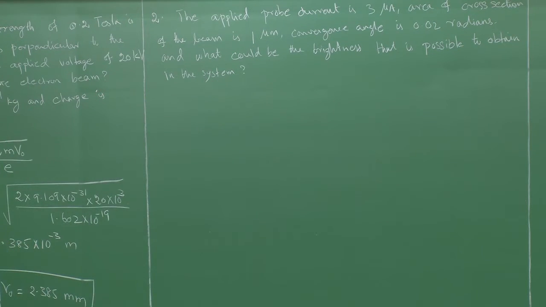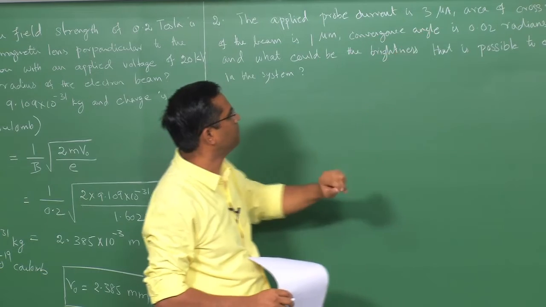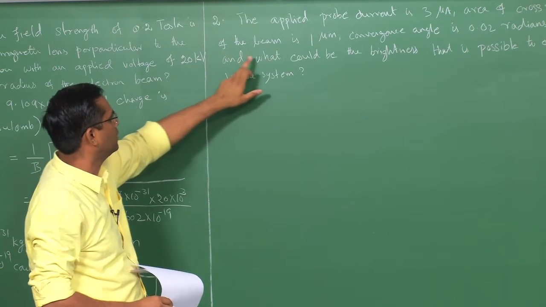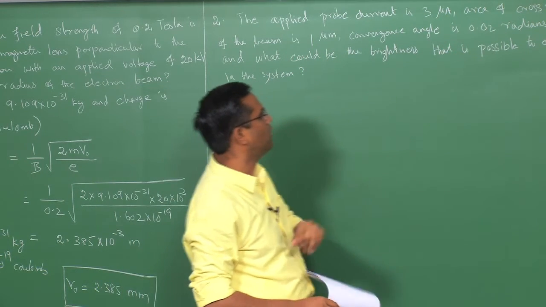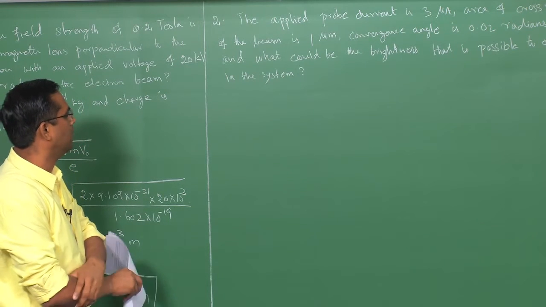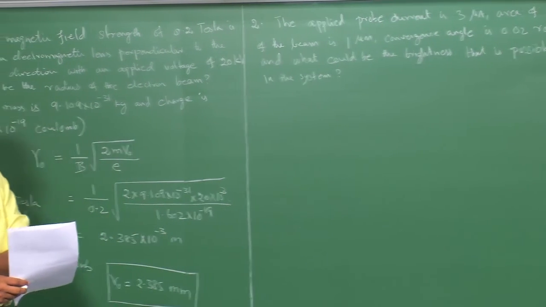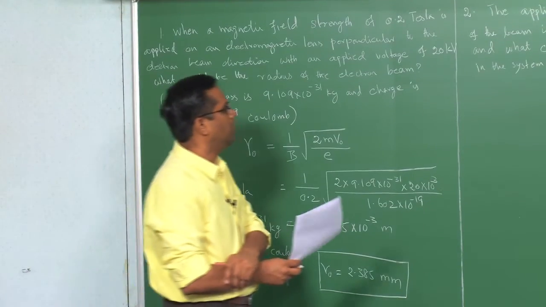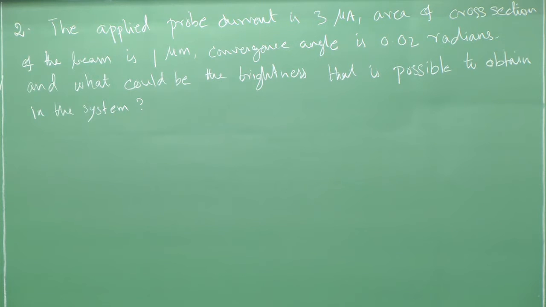In a microscope, the applied probe current is 3 microamperes, and the area of the cross section of the beam is about 1 micrometer. The convergent angle is about 0.02 radians. What would be the brightness that is possible to obtain in this system? If you recall, there is a relation between the brightness and the probe current, convergent angle and so on. So, you have to look back in the lectures for the formula for the brightness.